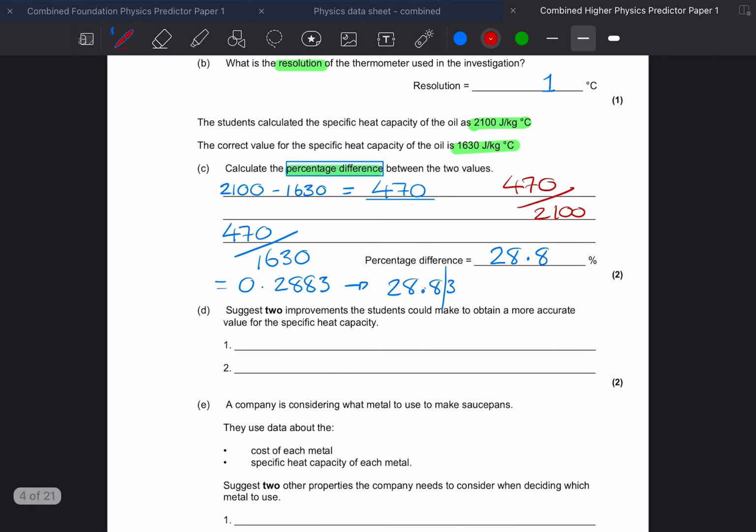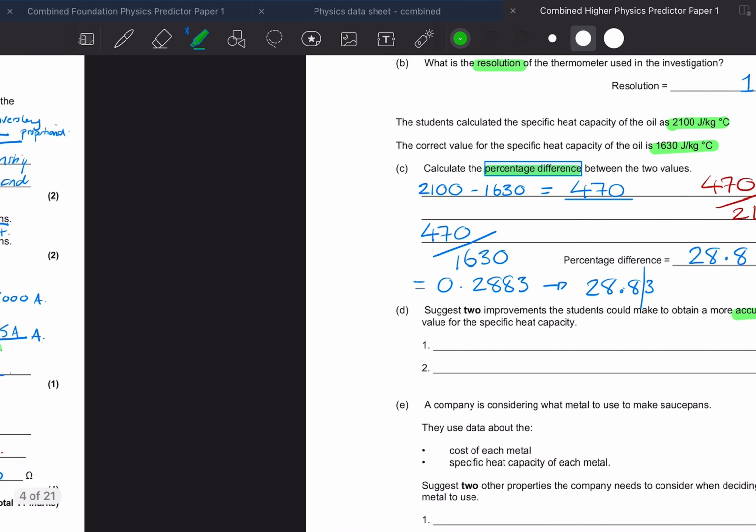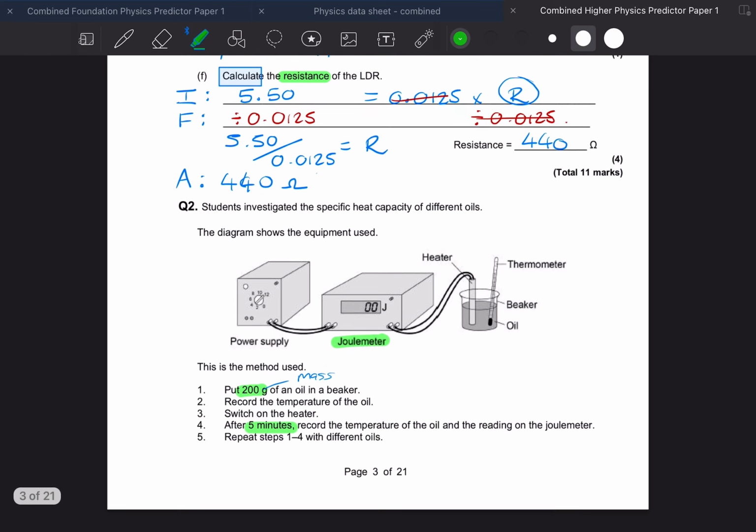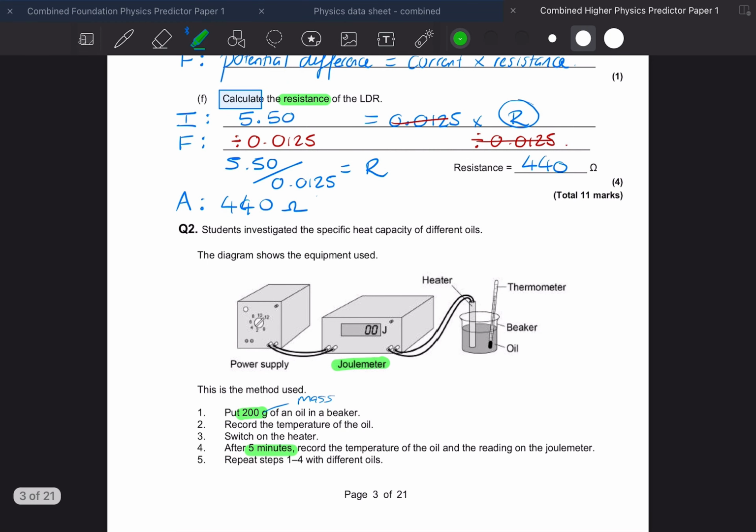So there's 2 improvements the students could make in order to obtain a more accurate value for the specific heat capacity. So we're going to have to look at their method, and we're going to see where there could have been possible errors, like why have they got the specific heat capacity 28% wrong. So here's the method. In this practical, hopefully, if you've learnt it, you'll realise that most of the errors come from heat loss.